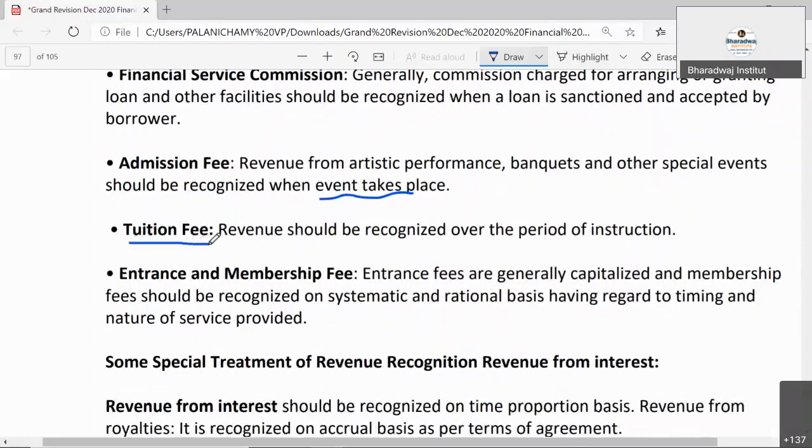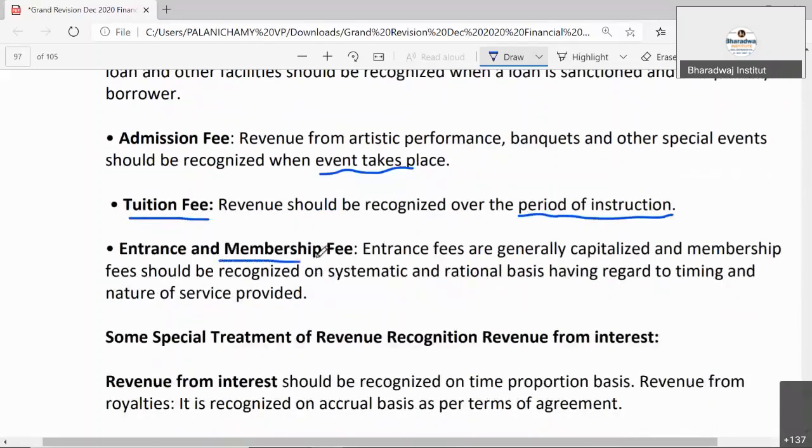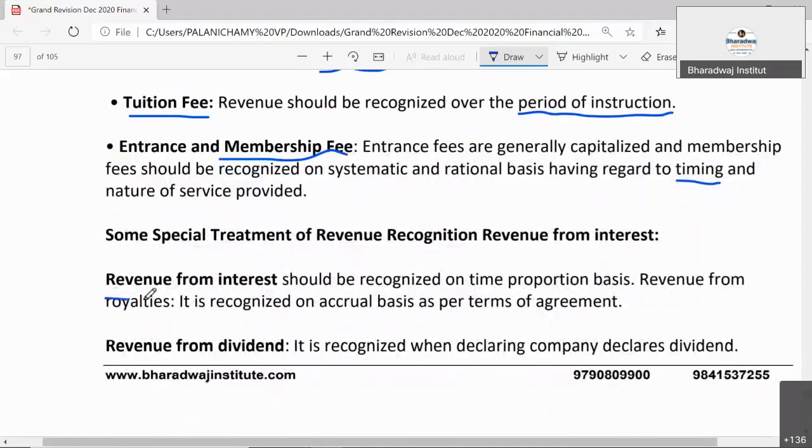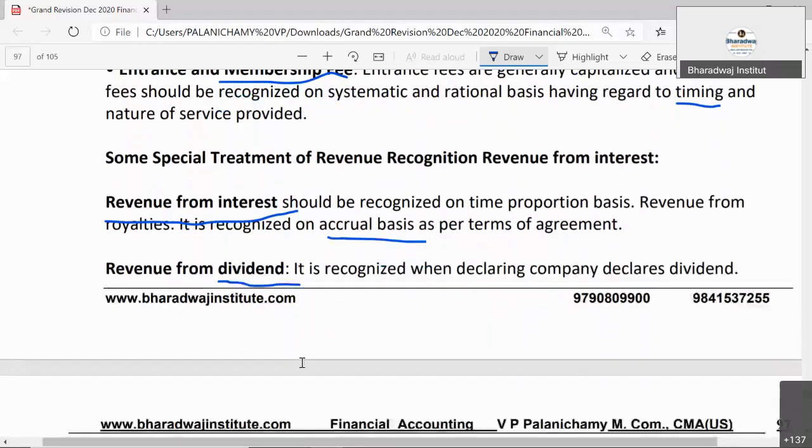Tuition fees is a time-based service. It can be recognized based on time, based on the period of instruction. Membership fees also will be recognized based on time. Revenue from interest can be recognized on accrual basis. If the income is due, you can record it. Revenue in the form of dividend can be recognized when the right to receive is established, which means when the company declares the dividend, the revenue can be recognized.